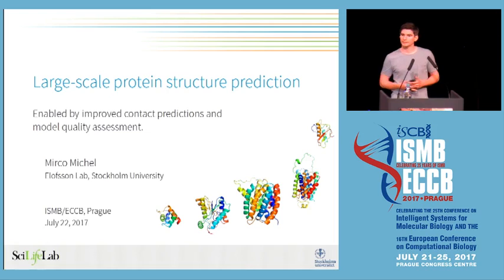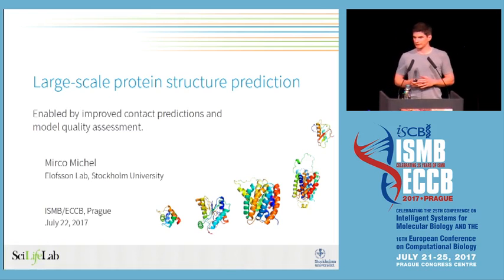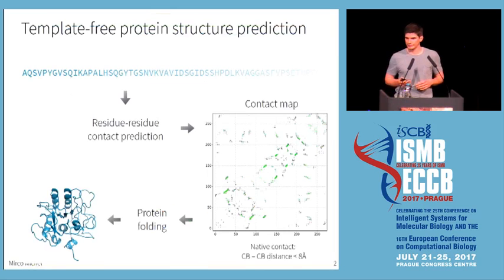And the whole thing is about large-scale protein structure prediction enabled by improved contact predictions and model quality assessment. So just to give you an outline on the topic, it's template-free protein structure prediction, which means that given an input amino acid sequence, you want to know the structure of it. But the problem is that if you search in PDB, you don't find any homologous proteins. So what can you do then?